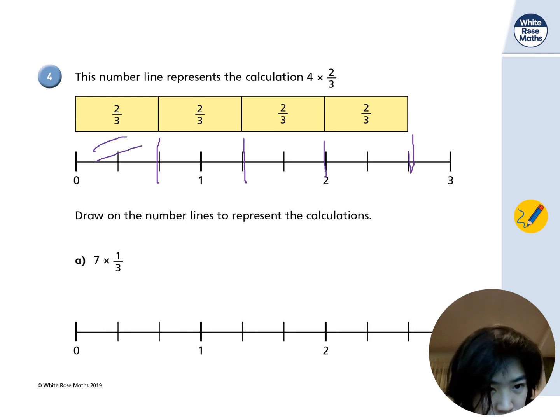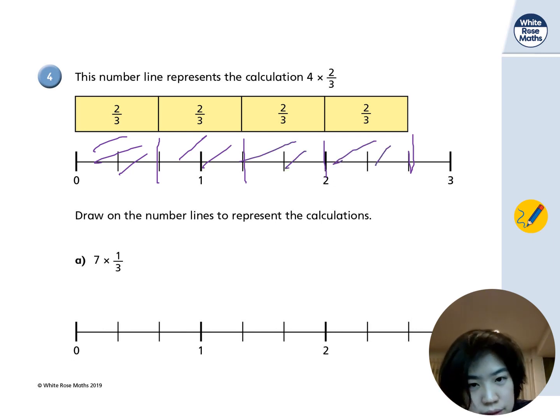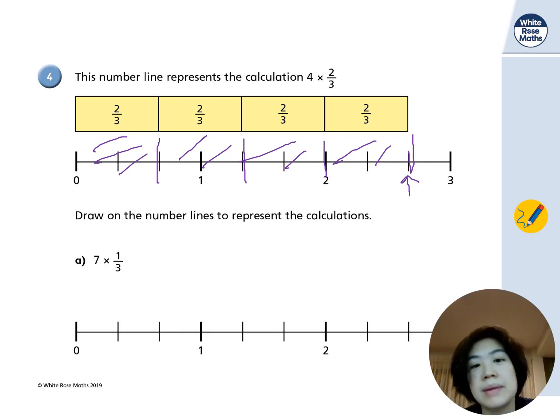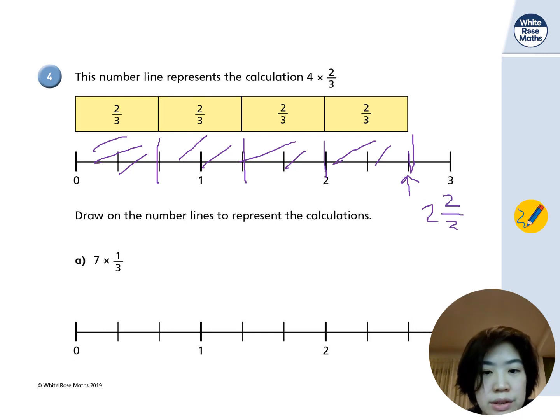2/3, we count 2/3, and 2/3. So this is what we have at the end. The value of this cost would be, okay, this can be a little difficult, but I'm going to tell you, 2 and 2/3 in total.